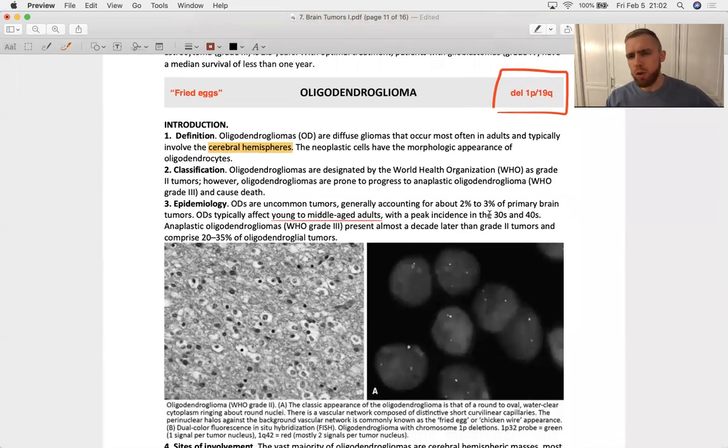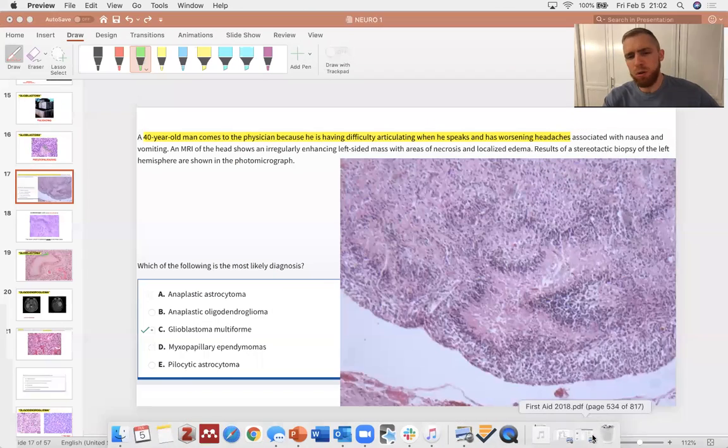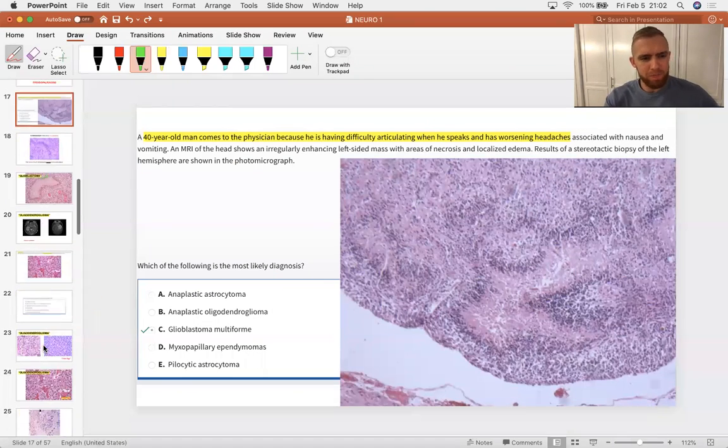Then we have the Oligodendroglioma, which also has a characteristic presentation. If you, like me, enjoy making a good breakfast in the morning, you're going to spend about 5 seconds on this pathology because the histo looks like fried eggs.